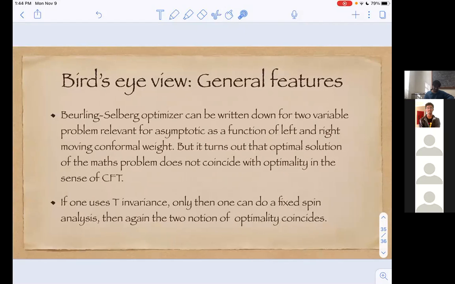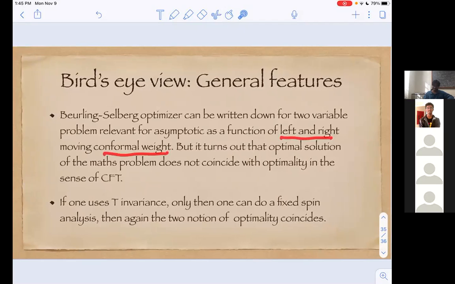Another technical remark is that the Beurling-Selberg optimizer can also be written down for a two-variable problem. So one might want to do this analysis as a function of left and right moving conformal weights separately. But again, it turns out the optimal solution coming from the mass problem does not coincide with the optimality in the sense of CFT. So one needs to use the T invariance, and only then can one do a fixed spin analysis, and only then do the two notions of optimality coincide.